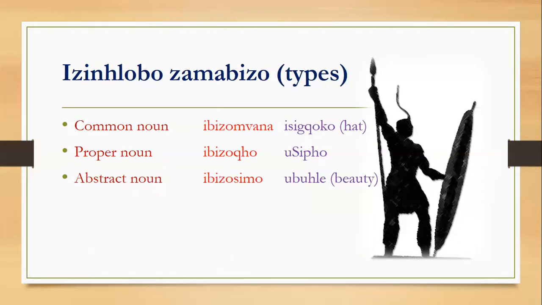It's very simple. You can see the U as our subject agreement link, and then Sipho is the name of a person, but then the S is in capital letter, Usipho. And then we've got abstract nouns, which is ibizosimo, and an example can be ubuhle, which means beauty. Okay, so all these have got classifications in isiZulu.